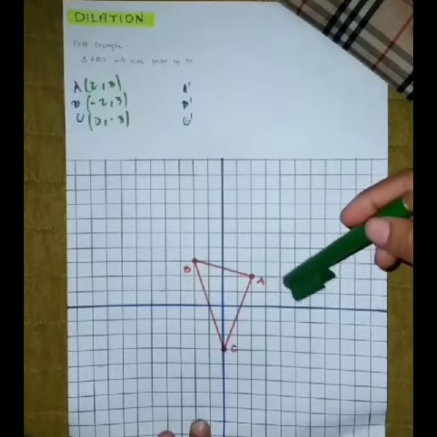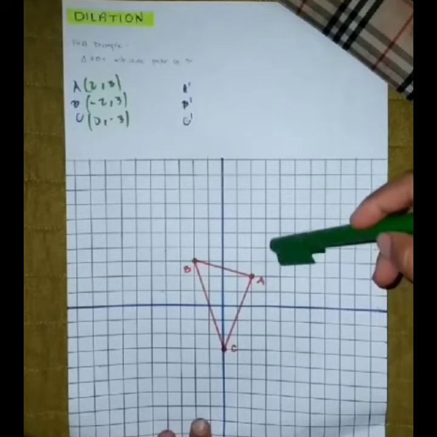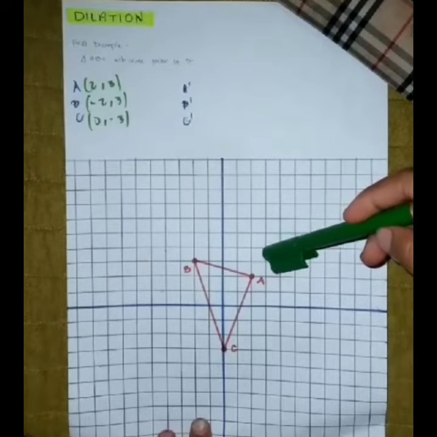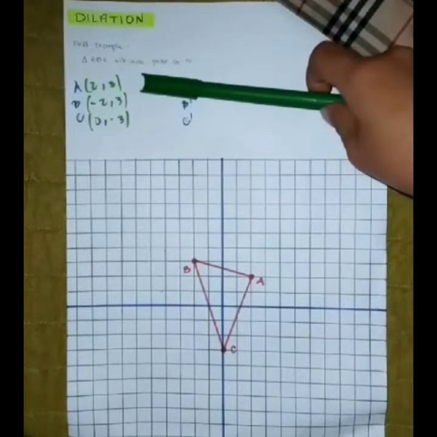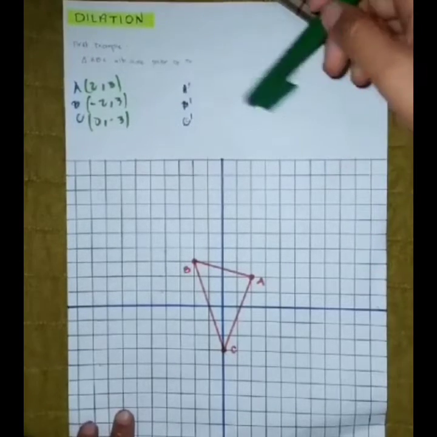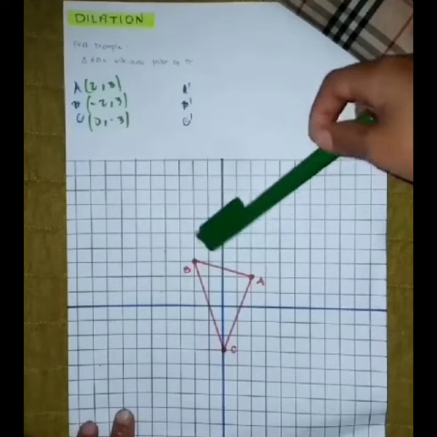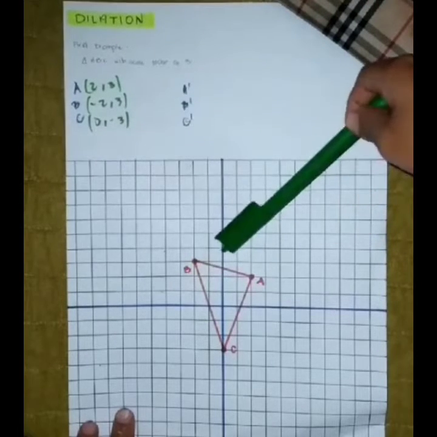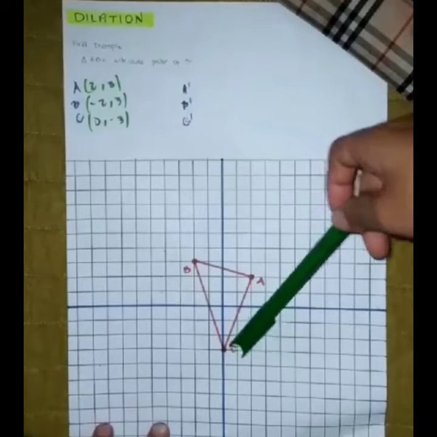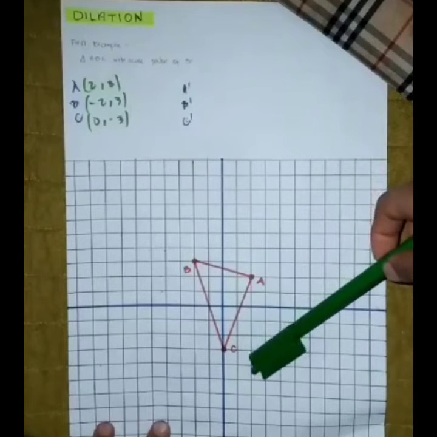So our first example is ABC with scale factor of 3. Our point A is going to be 2 and 3, which is written above. Our point B is going to be negative 2 and 3. And our point C is 0 and negative 3.